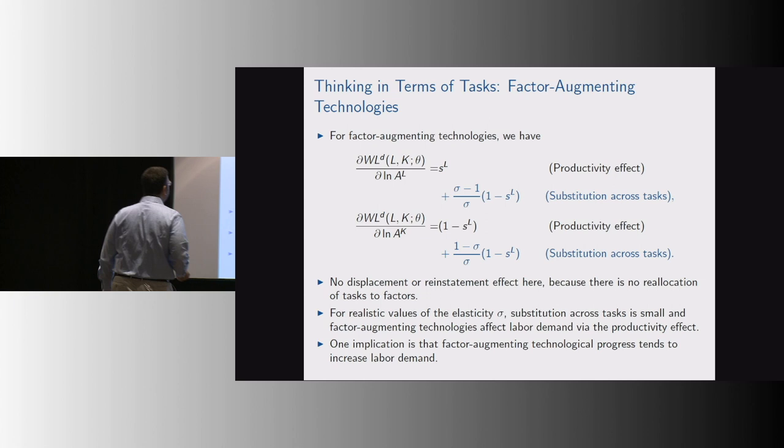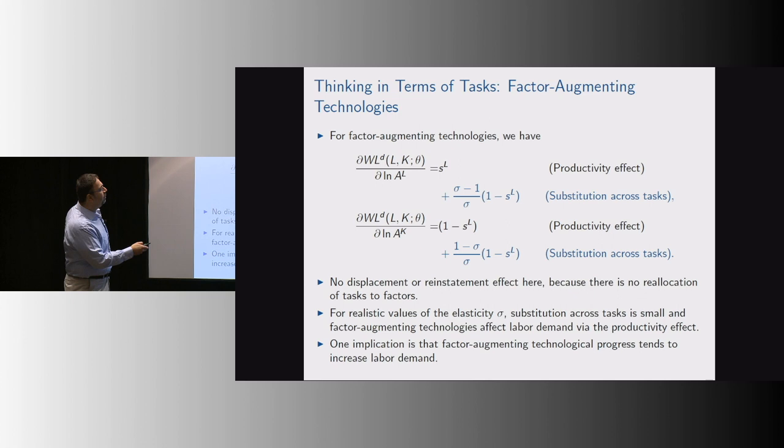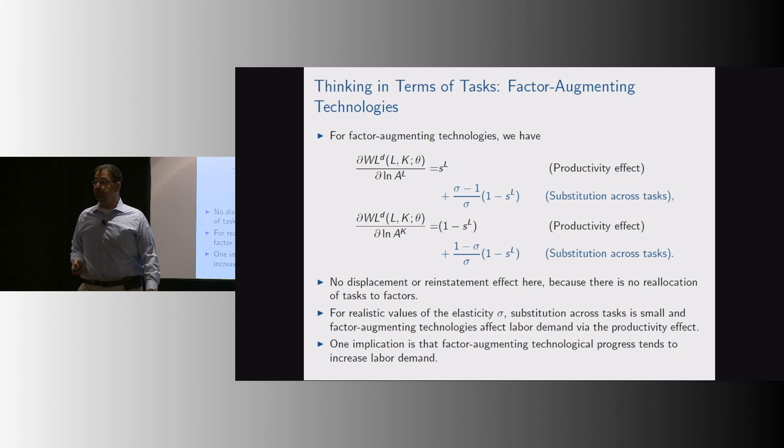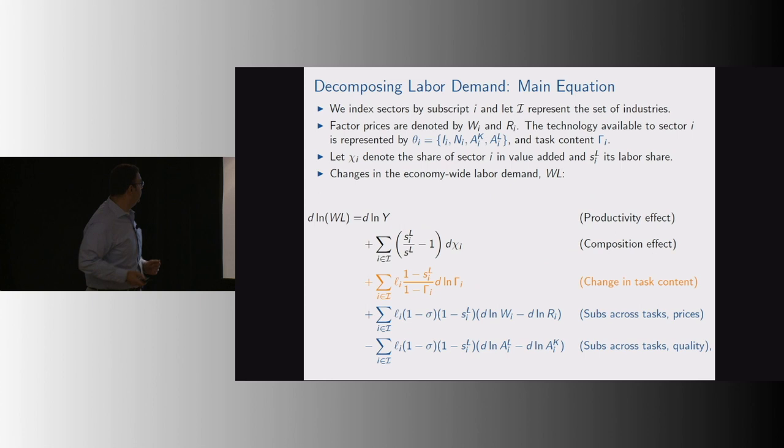If you look at factor augmenting technologies, they have a productivity effect. There's a substitution effect, but it's completely regulated by sigma and tends to be small for realistic values of the elasticity of substitution. That's why factor augmenting technologies would have a very hard time explaining the data, and I'll show you that in a second. Okay, so now let's go to a multi-sector world.